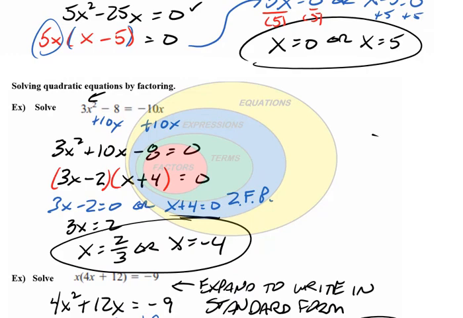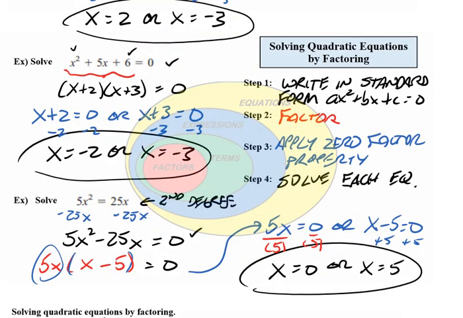All right, so just to review. To solve a quadratic by factoring, we're going to write in standard form. That might mean we have to expand and set it equal to 0. We'll factor the left side, and then apply the 0 factor property. Set each factor equal to 0 and solve.